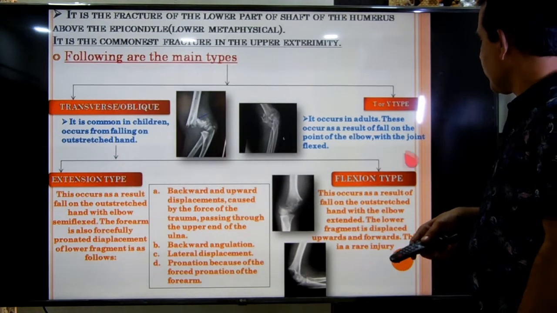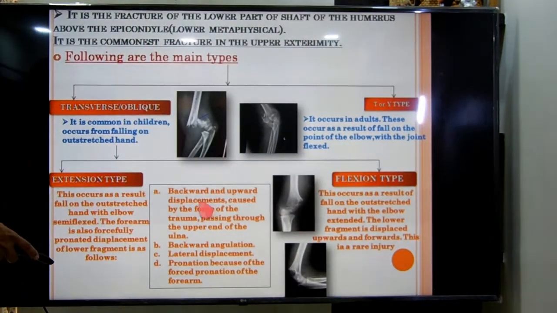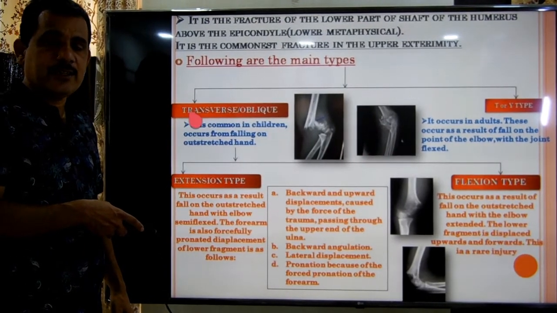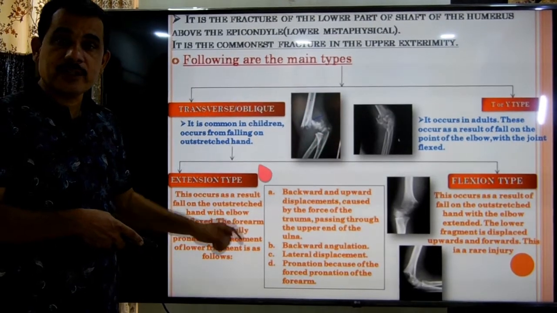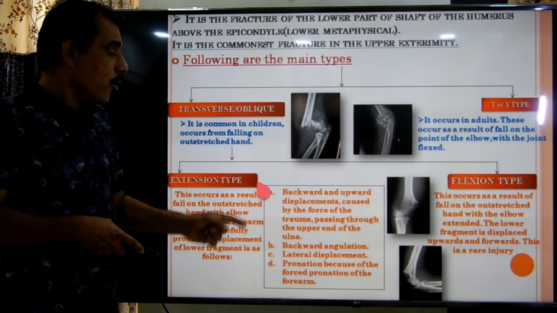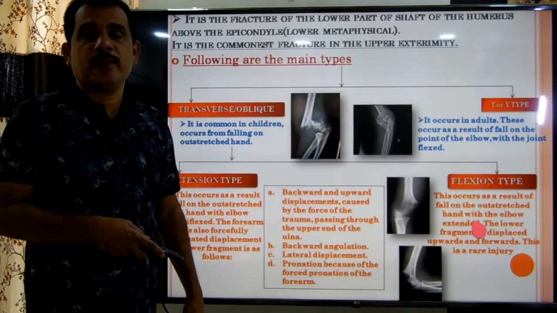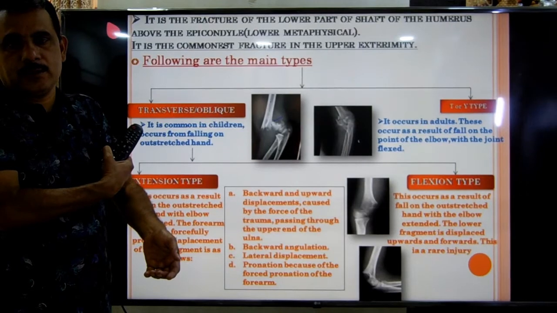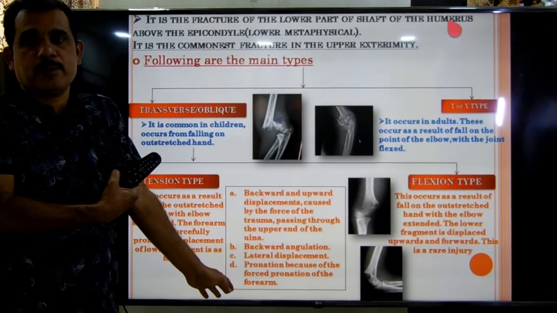Now, the second is the flexion type of the fracture. It is a rare type of transverse fracture which occurs in children, from falling on the outstretched hand with an extended elbow, where the lower fragment displaces upward and forward.